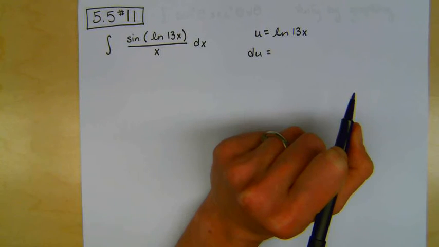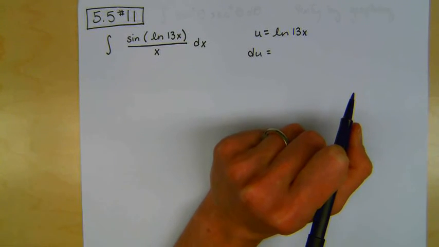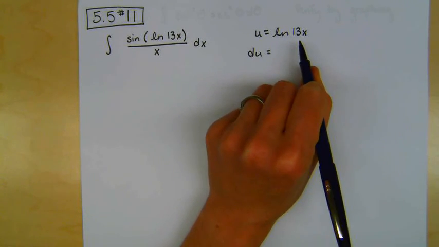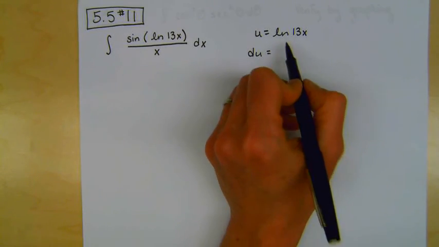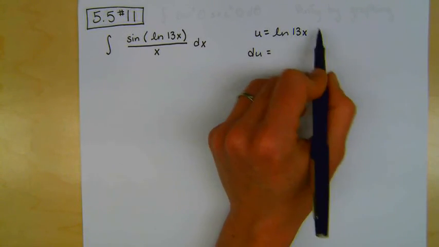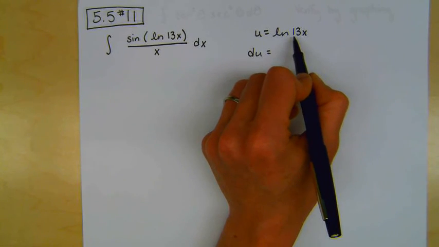Oh, this might be where the problem is coming in. What is the derivative of the natural log of 13x?